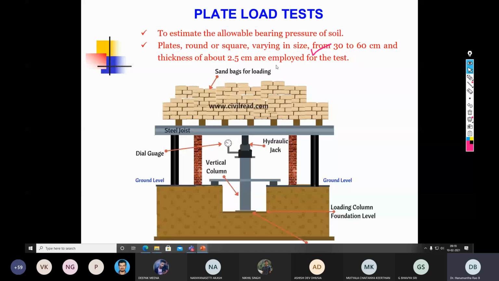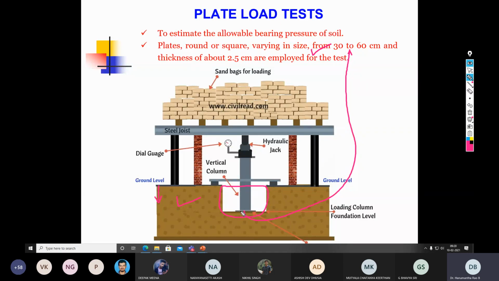So this is the complete setup of the plate load test. As you can see, this typically comprises of, so this is the original ground level. So this is the ground level. So a small pit is excavated below the ground surface, and at the middle of the pit, a small plate is used. A small plate, square or circular, whatever it is, of the size of 30 centimeter or 60 centimeter and a thickness of about 2.5 centimeter.